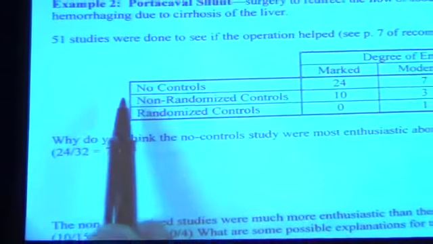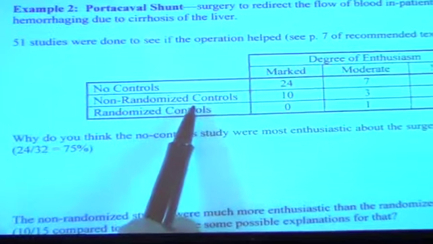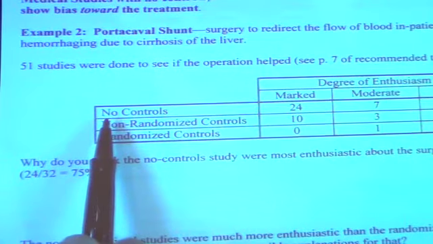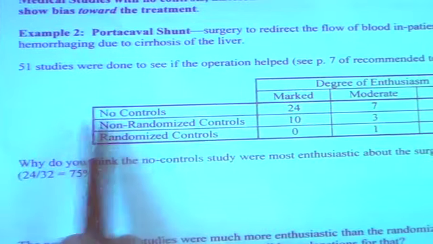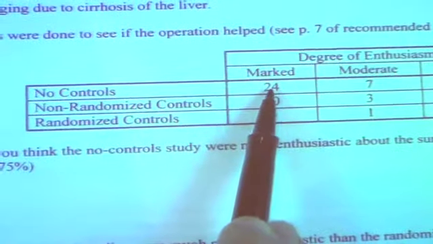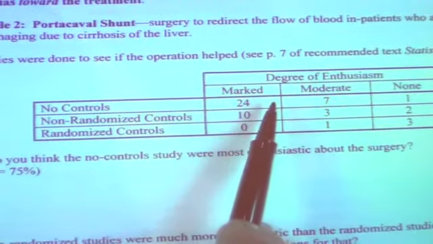Now let's look at this. Some of the studies had no controls, some had non-randomized controls, and some had randomized controls. Let's start with the no controls, the way I'm doing my notebook, okay? Now, how many were there? There were a total of 24 plus 7 plus 1, that's 32.